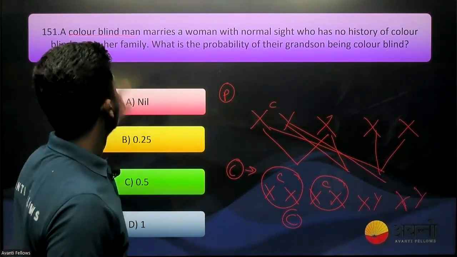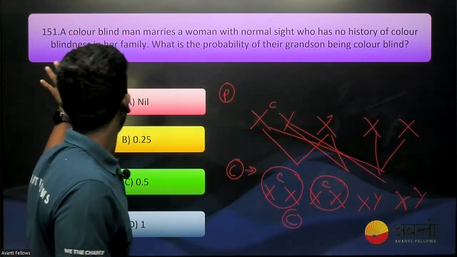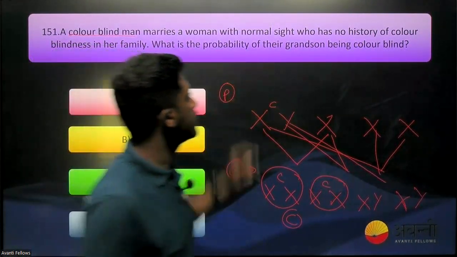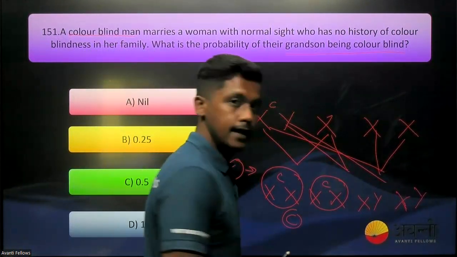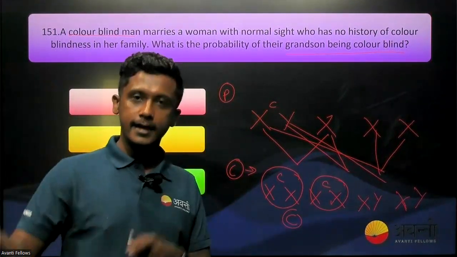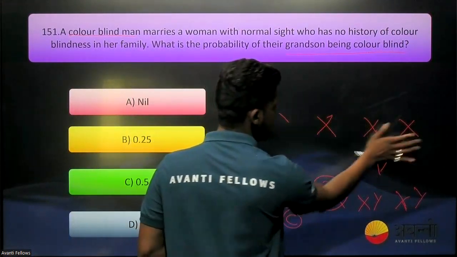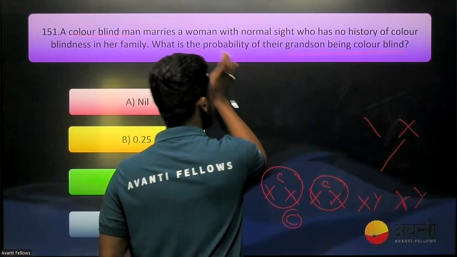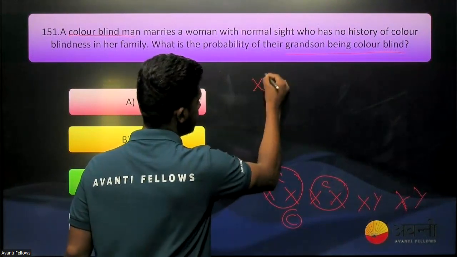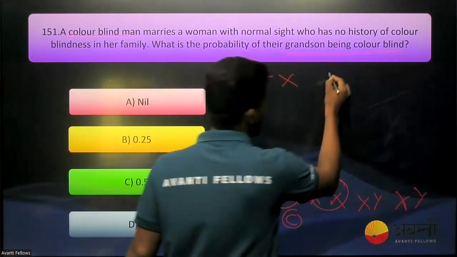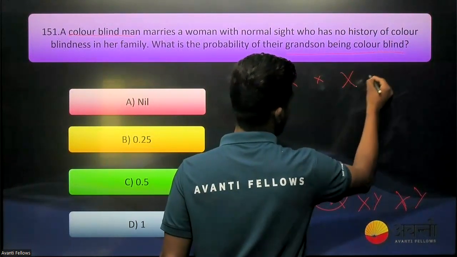Understood? Now, a colorblind man marries a woman with normal sight with no history of colorblindness in her family. What is the probability of their grandson being colorblind? Now, either one of the children has to marry for their grandson to be colorblind, because they only have the defective genes. So what is our next step? Our next step is taking one of the girl children and getting her married. So we take this girl child, that is X^C X, who is going to marry a normal man.